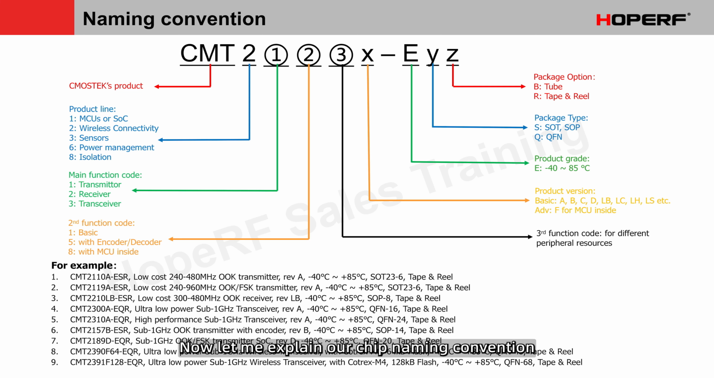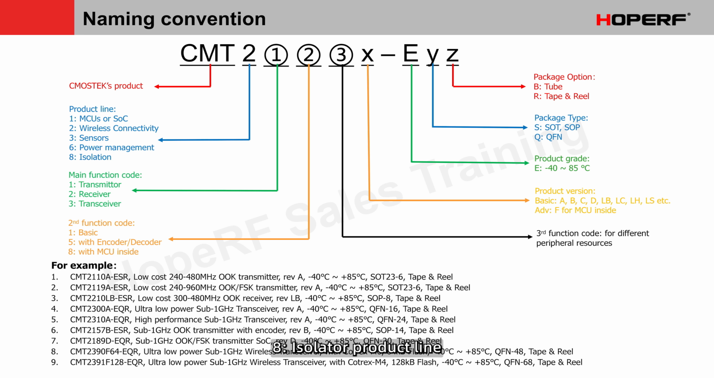Now, let me explain our chip naming convention. All our chips start with CMT, which stands for CMOS Tech Products. The first digit after CMT indicates the product line. For example, 1 is the MCU or SoC product line. 2 is the wireless connectivity product line, the one we are focusing on today. 3 is the sensor product line. 6 is the power management product line.